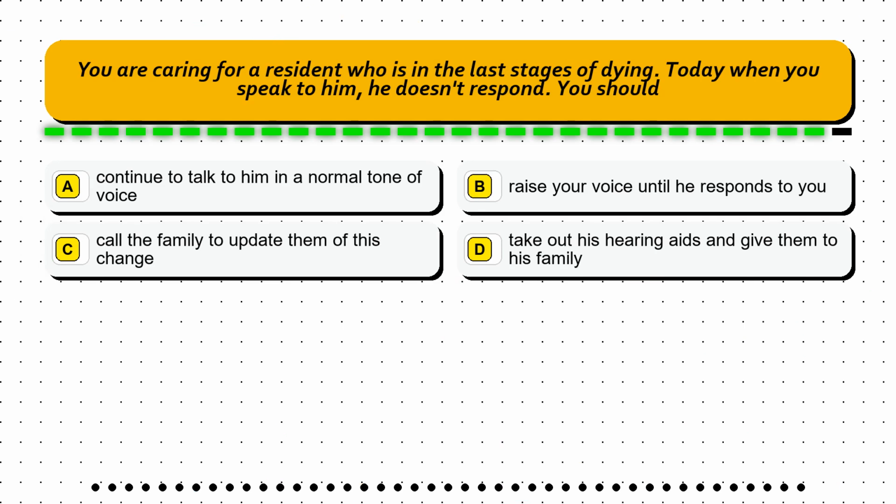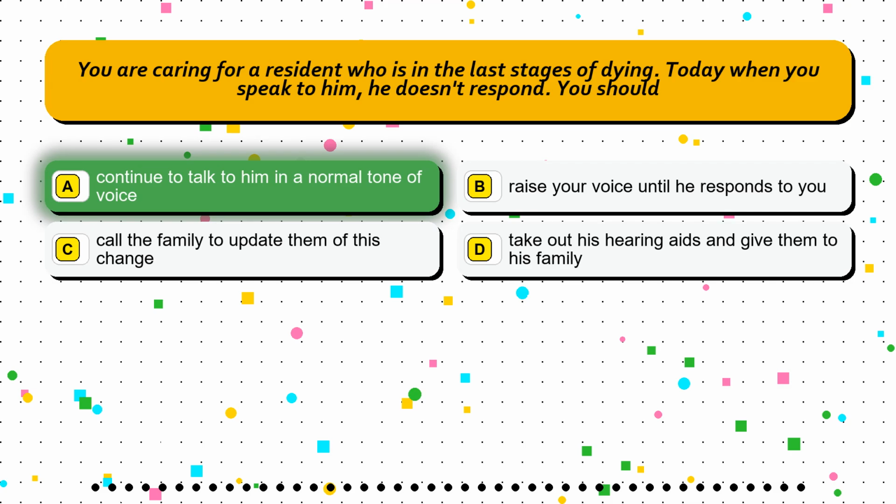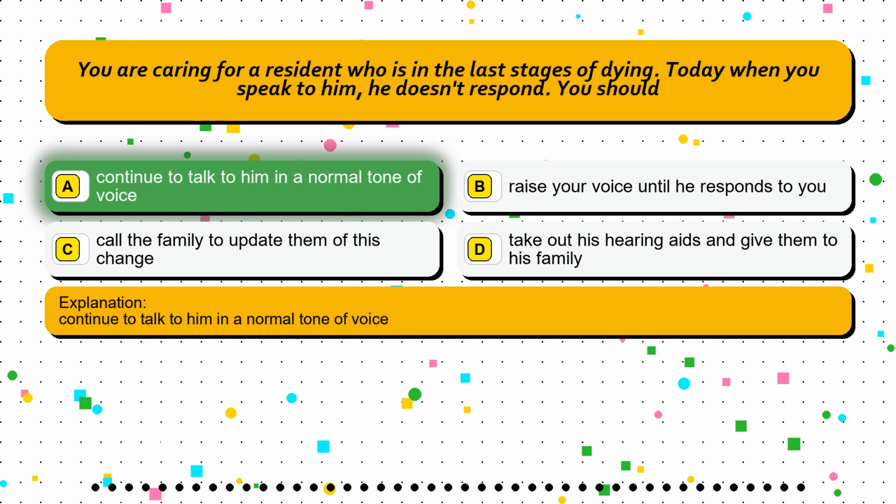Question 37. You are caring for a resident who is in the last stages of dying. Today, when you speak to him, he doesn't respond. You should: option A, continue to talk to him in a normal tone of voice, option B, raise your voice until he responds to you, option C, call the family to update them of this change, option D, take out his hearing aids and give them to his family. The correct answer is option A, continue to talk to him in a normal tone of voice.